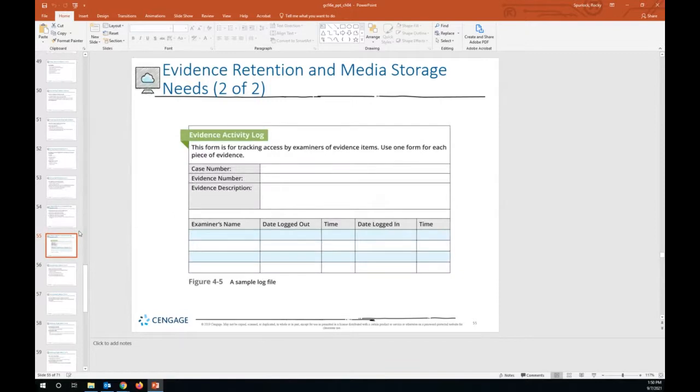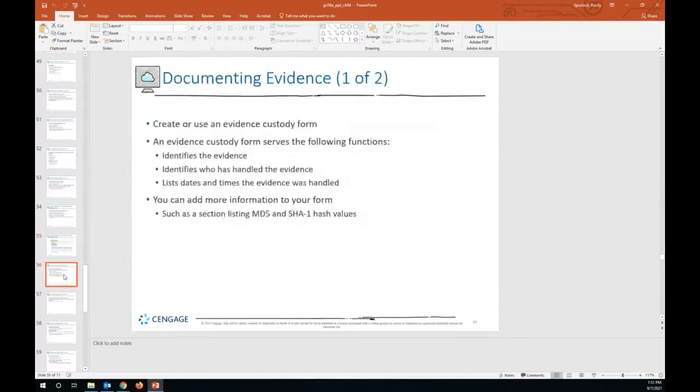So we'll look at figure 4-5, and this shows an evidence custody form. This should be used to contain an entry for every person who handles the evidence. In here you see that it would require the case number, the evidence description, then the examiner's name, the date logged out, the time, the date logged in, and the time as well. So when they check the evidence out and when they put it back in, it needs to be documented.